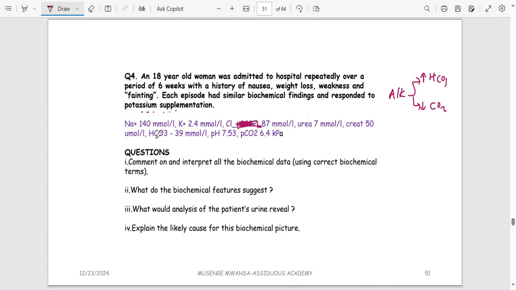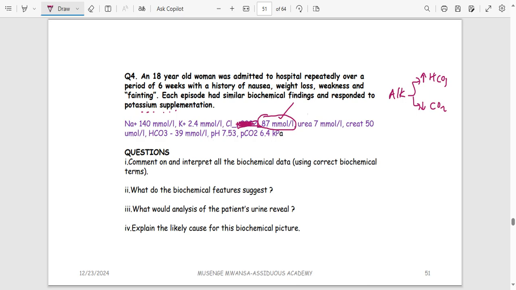So just looking at the values that we have, if you look at chloride, 87, if you compare with the normal value, this is low. So low chloride, remember we said that every time you see low chloride, it's going to be associated with vomiting as the cause for the problem. So this is metabolic alkalosis caused by vomiting because of the low bicarbonate and the low chloride. So that's one thing that we can look at there.